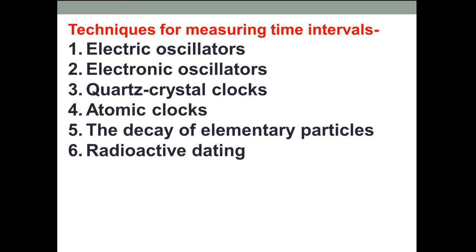Second is electronic oscillators, a vacuum tube or a semiconductor device that can be used to produce electromagnetic oscillations of a very high and very exact frequency. The time period of these oscillatory currents can be used to measure quite a small time interval. The third is quartz-crystal clock.